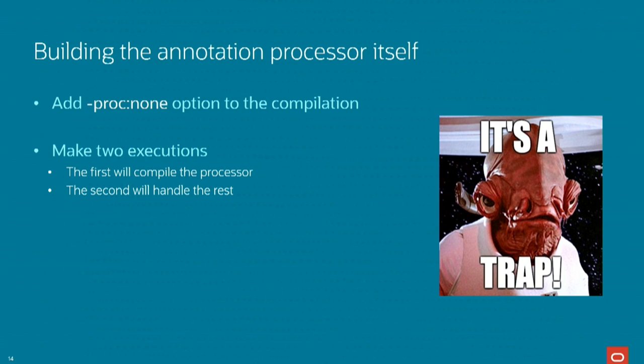So what you can do, if you have it separate, is just use proc:none, which basically disables annotation processing. So you will be able to compile your annotation processor in one module, then use it, for example, as a dependency in the second module, which contains the classes you would like to process, and everything will work as it should. Then you obviously do not use that proc:none, because otherwise it wouldn't be executed. Or if you have it in a single module, then you have to, for example, in Maven, use two runs of the compiler plugin. In the first one, just compile the annotation processor itself, and in the second one, handle the rest of the classes you have there. And again, everything will work as expected, but it requires a little bit more work.